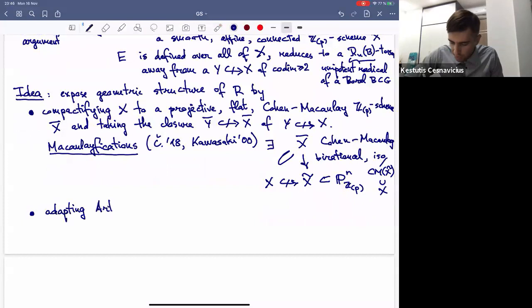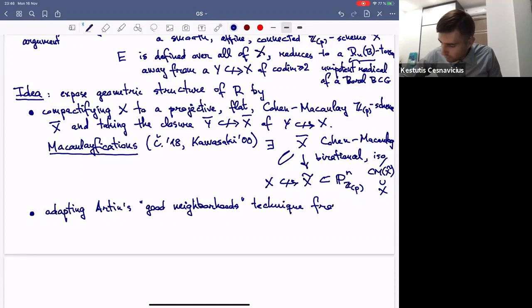Artin's good neighborhoods technique, to this Cohen-Macaulay setting, so to X bar. So roughly speaking, this X bar has X in it, and when it has a little x, the point that we really care about, the local ring at this little x.